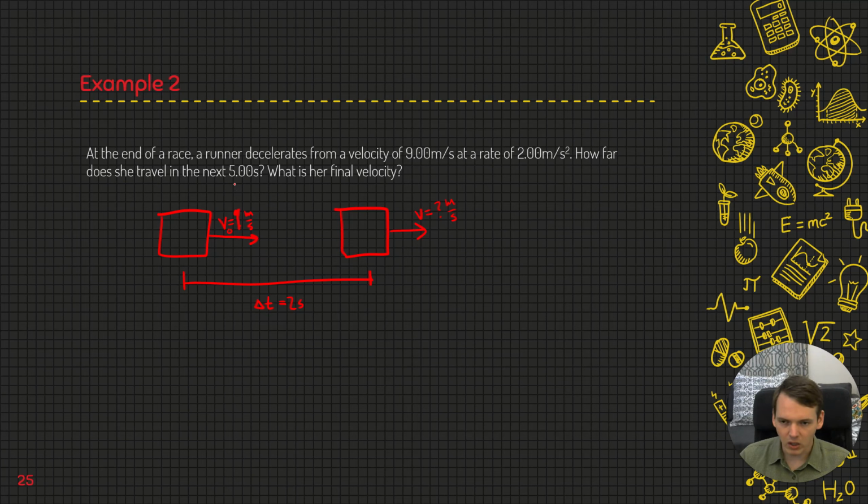And I am making all sorts of mistakes here. This should be 5 seconds. And the acceleration is equal to, now here's the tricky bit. She's decelerating, so we want to write that as a negative 2 meters per second squared.